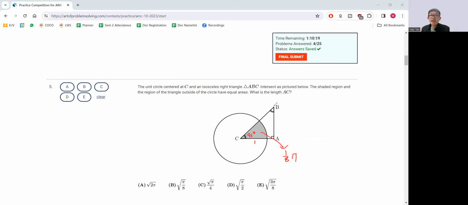Now, that means that the triangle has area 1/4 pi. If I complete it like that, that means that the area is 1/2 pi and AC is just the square root of 1/2 pi. Square root of 1/2 pi looks like that is option D.